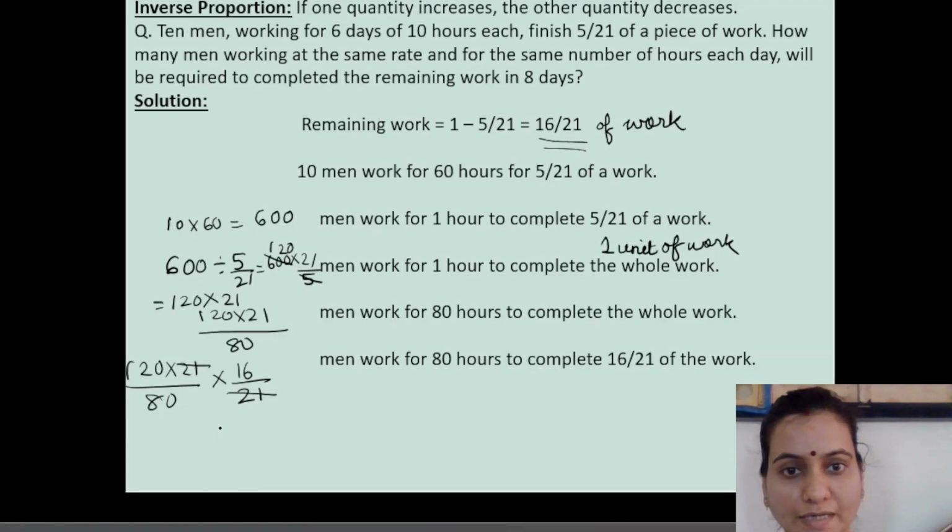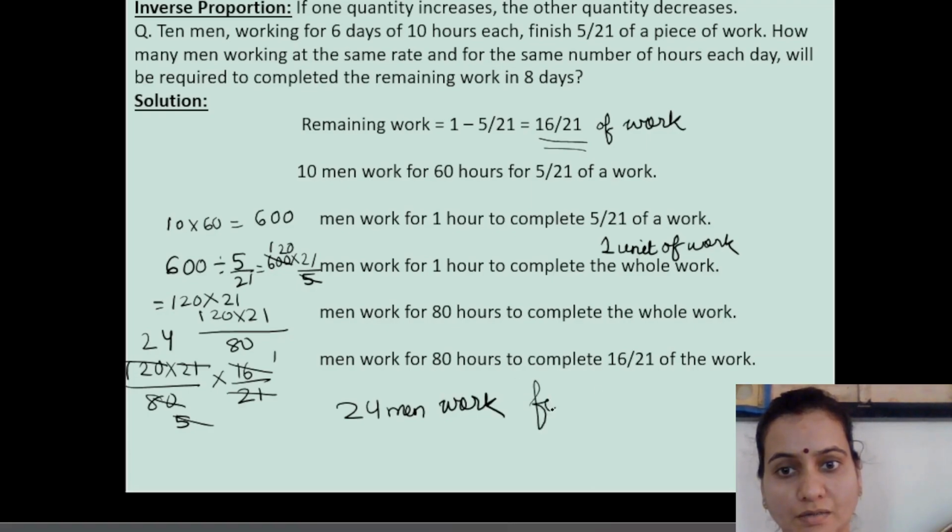So 21 and 21 will get cancelled. Now here, 16 ones are 16 and 16 fives are 80. Done. So now 5 twos are 10. 12 minus 10 is 2. It will become 20 here. 5 fours are 20. So what did the answer come up to be? 24 men. 24 men will be required to complete the work in 80 hours. Okay, to complete the remaining work.